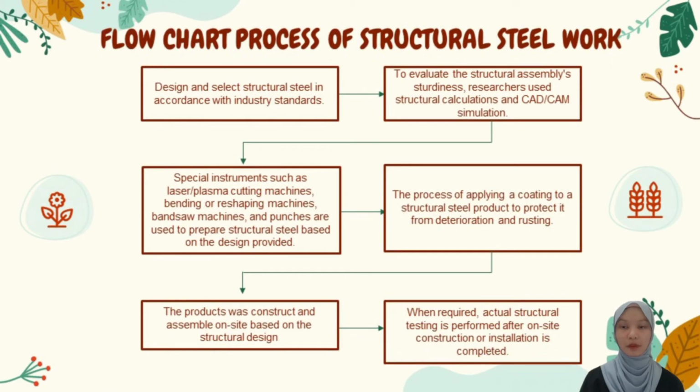And this is the flow chart process of structural steel work. First, we design and select structural steel according to industry standard, and then to evaluate the structural assembly steadiness, researchers use structural calculation and CAD or CAM simulation. And then special instruments such as laser or plasma cutting machine, bending or reshaping machine, bandsaw machine, and punches are used to prepare structural steel based on the design provided.